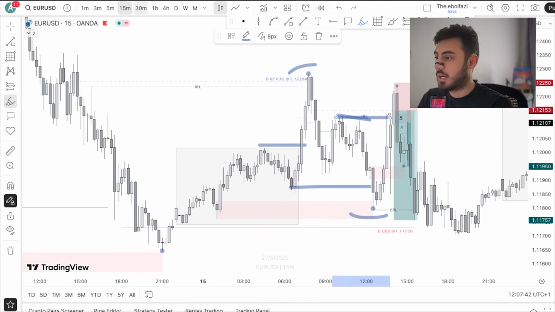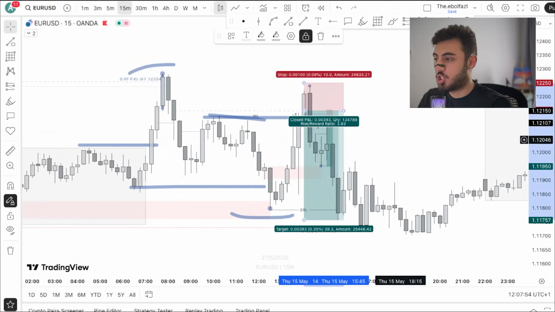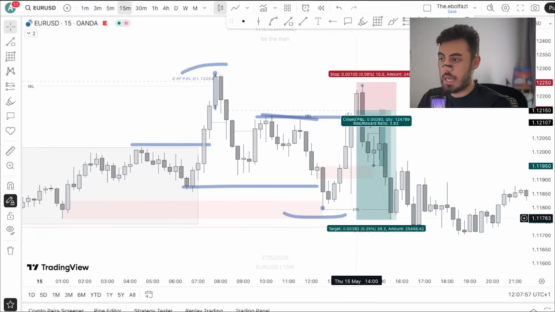And what I did, I took this order block here. Okay, the whole order block area, and I enter here. I enter with a max 10 pip stop loss. This was the trade that I entered. And I was aiming for 4 risk to reward.